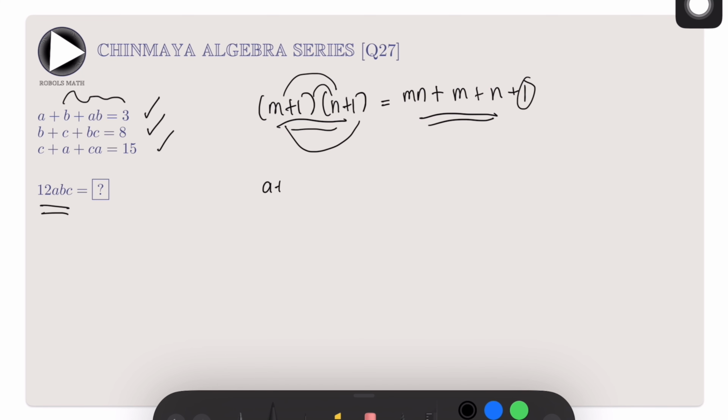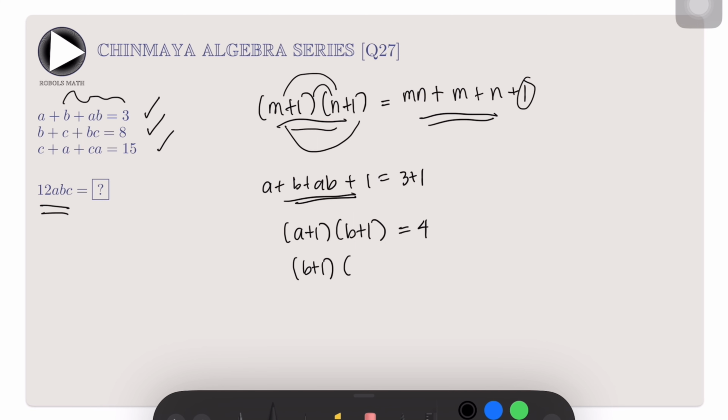So if we add 1 to both sides, we get this left side being equal to a plus 1 times b plus 1, and the right side is equal to 4. We do the same with the second and third equation to get b plus 1 times c plus 1 is equal to 9, and then c plus 1 times a plus 1 is equal to 16.